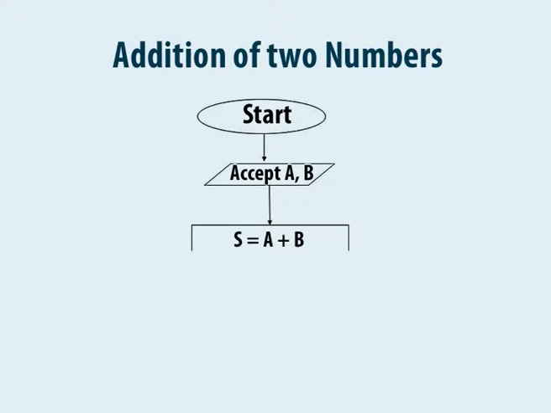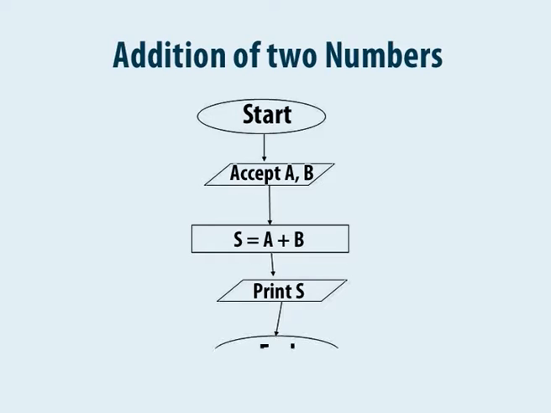Our next step is to add those numbers, which is represented by a rectangular box. Now, write the result of the addition by using a parallelogram. A parallelogram is used for both reading and writing of a number. All symbols are connected using flow lines and the direction of the flowchart is top to bottom. At last, we end the flowchart by using an oval.